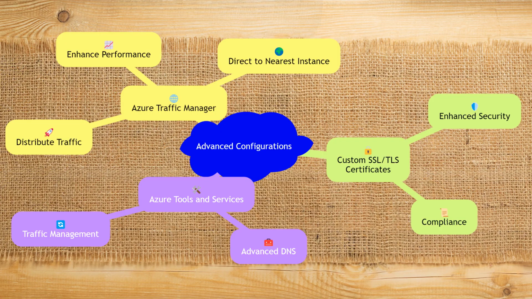For advanced configurations, consider using Azure Traffic Manager to distribute traffic across multiple app services. This enhances availability and performance by directing users to the nearest or best performing instance. Additionally, explore custom SSL/TLS certificates for enhanced security and compliance. Azure provides various tools and services to support advanced DNS and traffic management needs.